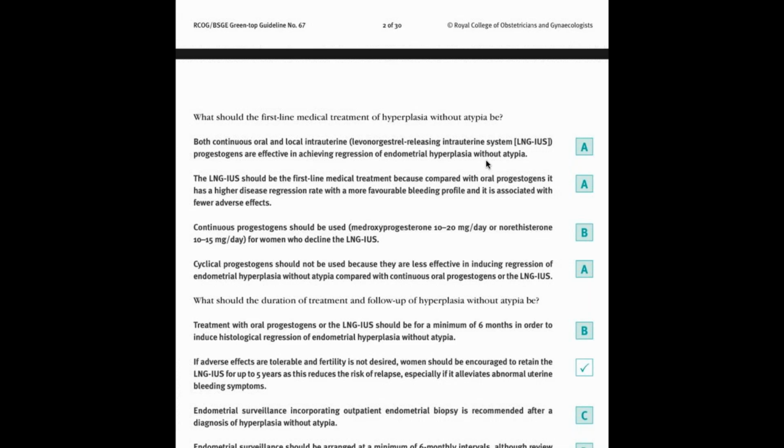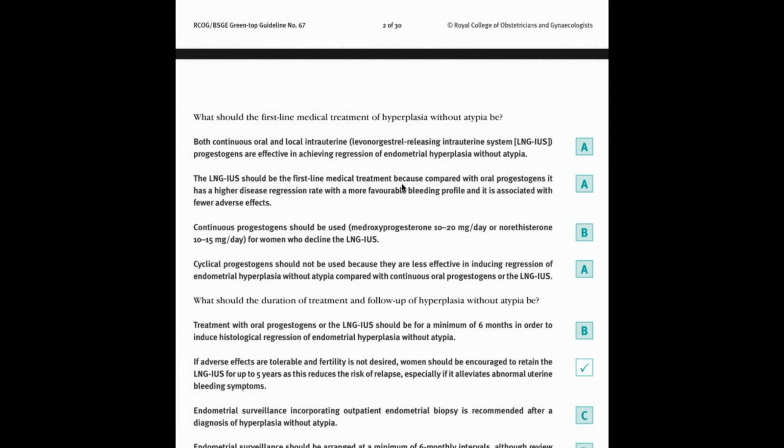Okay, now the Mirena should be the first line medical treatment. Now they've said it clearly, first line. So when you start with your medical options, don't start with oral progesterone. Start with the Mirena and mention it clearly to the examiner. Our first line option would be the Mirena. Okay.